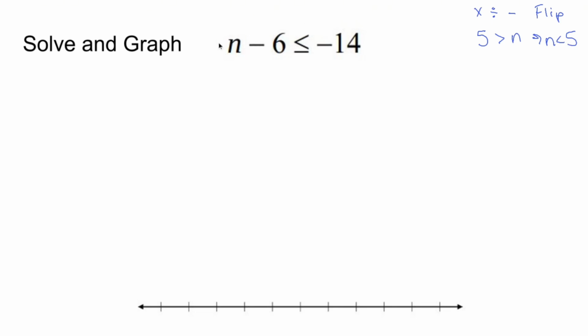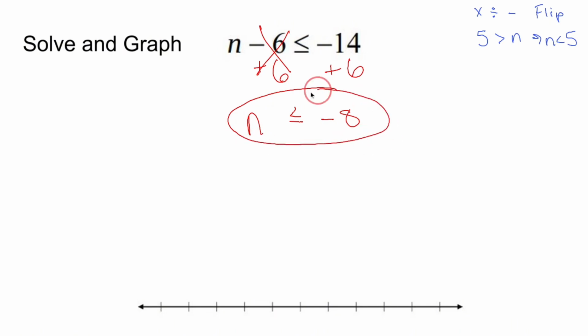Is n completely alone by itself? No, minus 6 is in the way. How do I get rid of subtracting 6? The inverse is adding 6, so I'm going to add 6 to both sides. Cross you out. Drop down the n. Drop down to less than or equal to. Negative 14 plus 6 is negative 8. I've solved my inequality. No flipping was necessary.